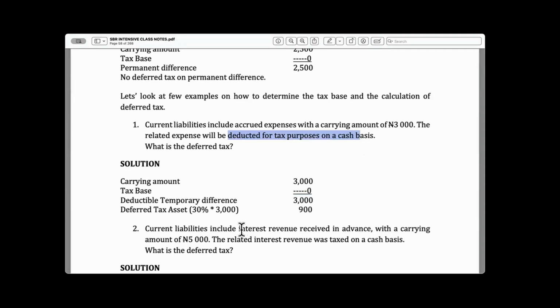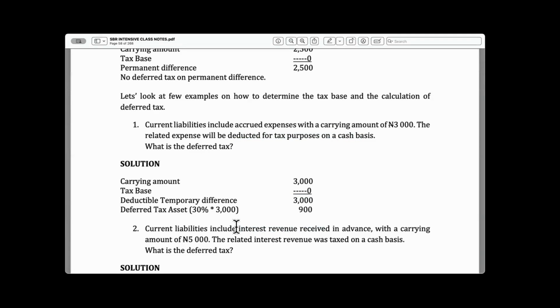There's a current liability that includes interest revenue received in advance, the current amount of 5,000. Interest revenue received in advance means that you have received the money, but you haven't earned the income. You received it in advance. So you collected cash, but your money has not really worked, so you have not earned it. So really, you will not put that in your books as an income. If you want to follow IFRS 15, you should put it as a liability.